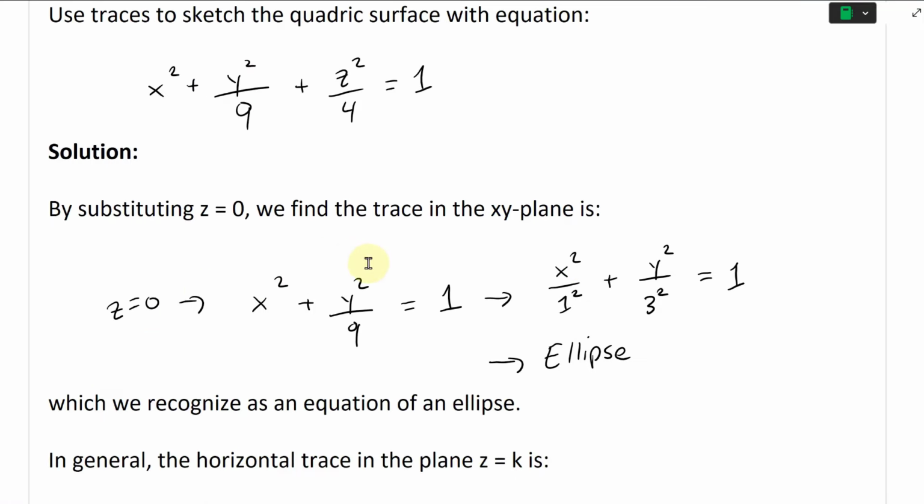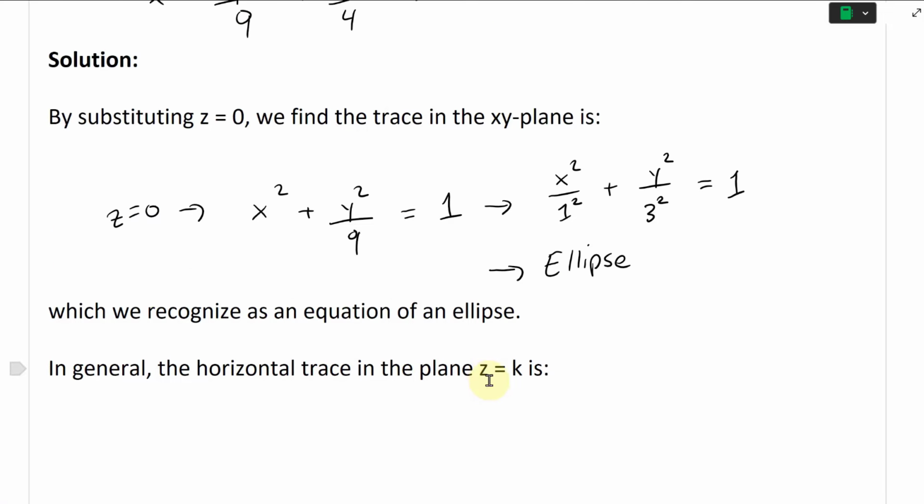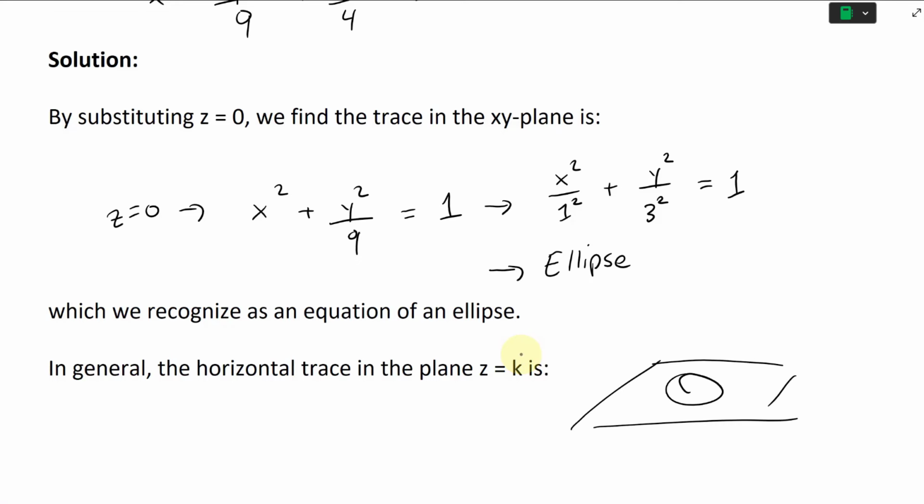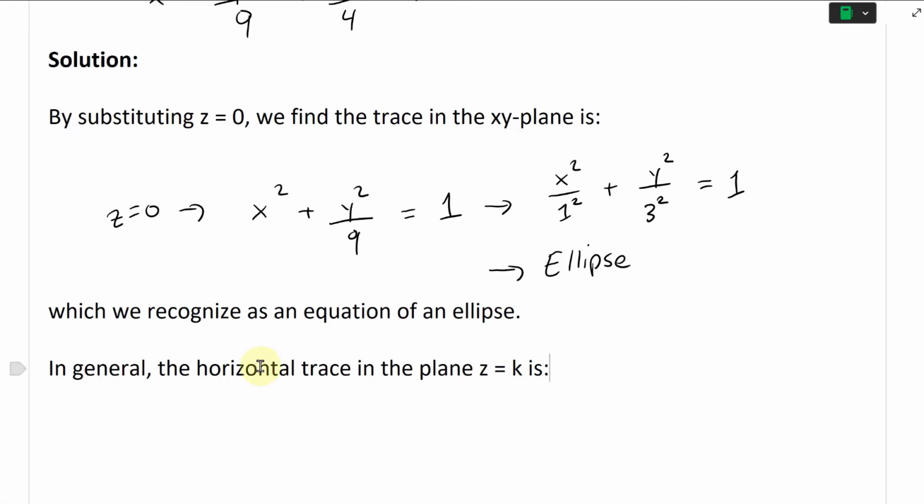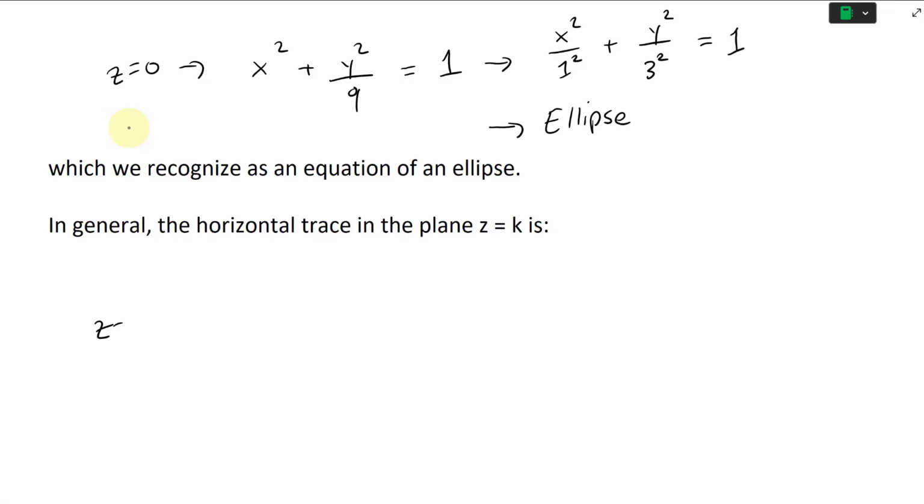So when you plug it in, we get this trace, which we recognize as the equation of an ellipse. In general, the horizontal trace in the plane z equals k is going to be, instead of z equals 0, z equals k. At z equals k, we're going to have the horizontal traces, and that's going to be this equation, x squared plus y squared over 9 equals 1.